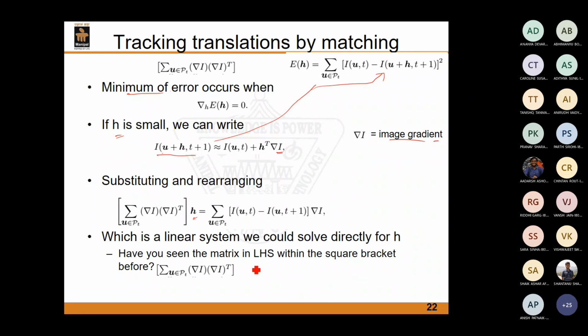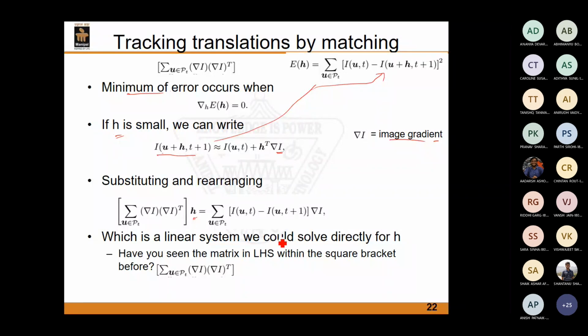Now, if you look at the right-hand side over here, you do not have a u plus h term. You just have I(u, t), that is the original image you have at the t-th frame, and here what you have is I(u, t+1), which is then multiplied with a gradient image.